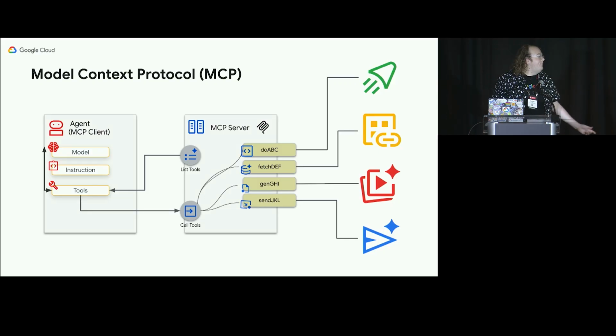So the first thing it's going to do, whenever the agent is initializing, is reach out to the MCP server and say, hey, what can you do? What tools are available to me in order to perform tasks? And then the MCP server is going to reply, hey, here's all the different things I can do. I can do ABC, fetch DEF from the database, generate HIJ, send JKL, et cetera. And then here's all the inputs I need in order to do those various different tasks.